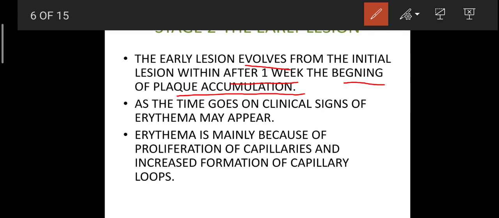As time goes on, clinical signs of erythema may appear. With the proceeding time, the erythema occurs. What is erythema? Erythema is the redness of skin either in a limited area or overall. So, erythema can occur either in a limited area or overall over the gingiva. Now erythema is mainly because of proliferation of capillaries and increased formation of capillary loops. Why did erythema occur? Because of the proliferation of the capillaries, and there is increased formation of capillary loops too.